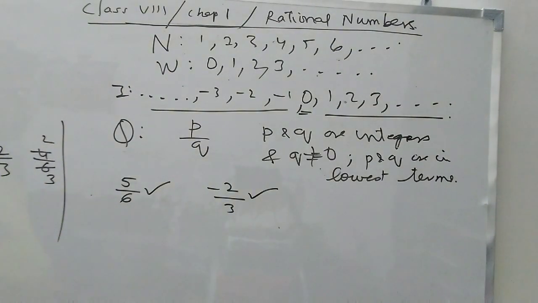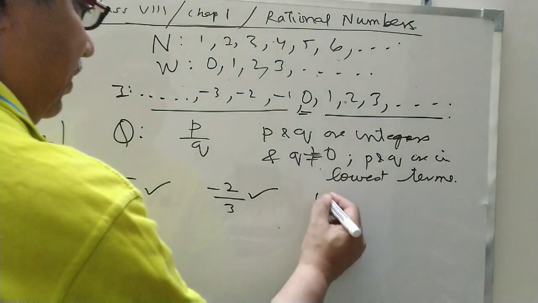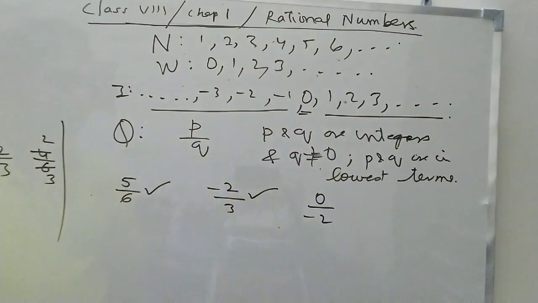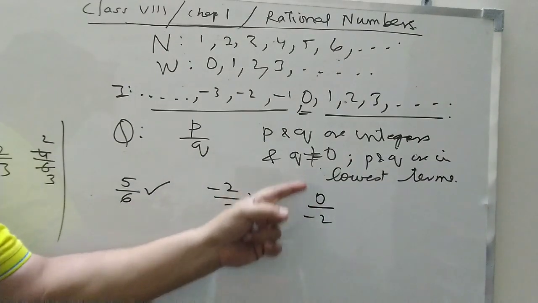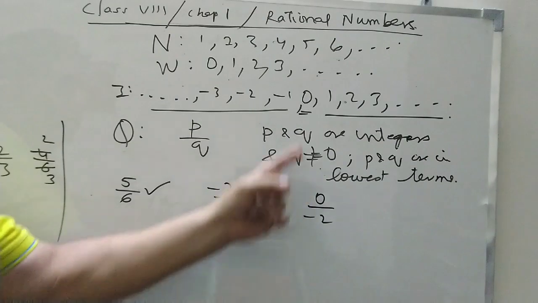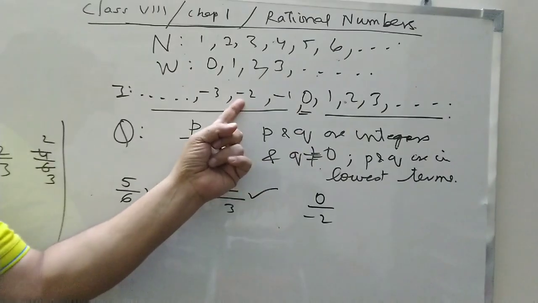So yes, very much. Let us take this case 0 by say -2. Now this creates some confusion because we had talked about something like not equal to 0. Let's see. Both should be integers. Yes, rule number 1 is followed. Both are integers. 0 is also an integer. -2 is also an integer.